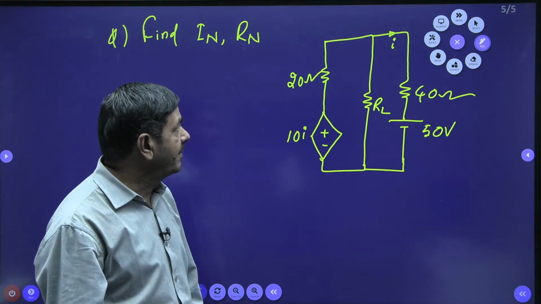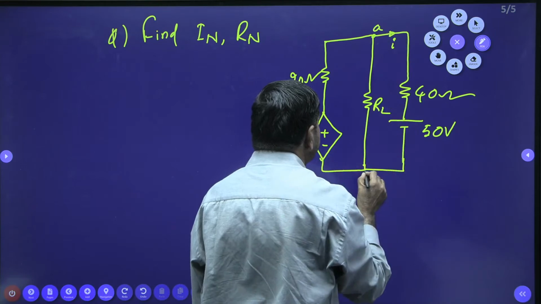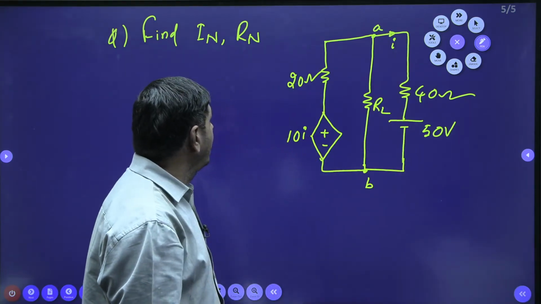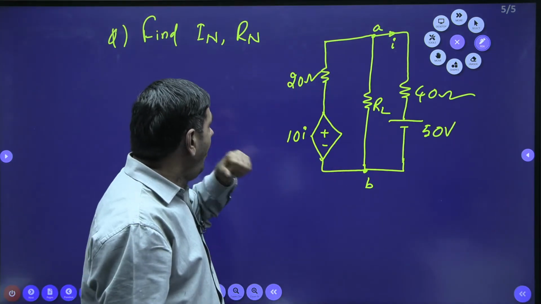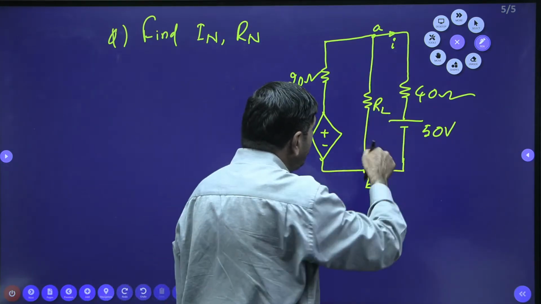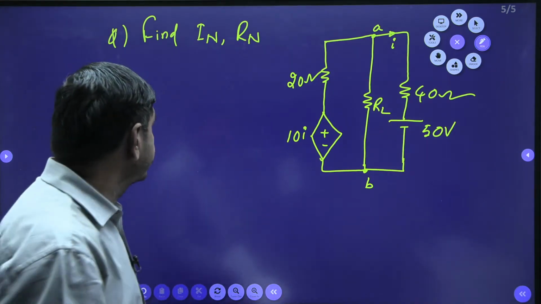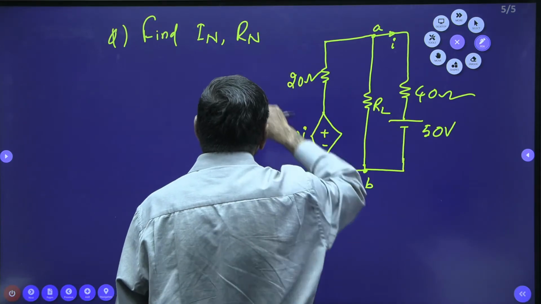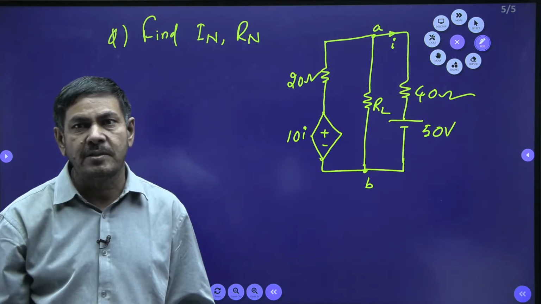Understand my point now? This point is to be taken as A. This point is given B. So I want the current across this AB, whenever it is shorted. If the load is shorted, what is IN? And if RL is removed, open circuit, resistance is also required now. Resistance across AB when load is removed is needed.